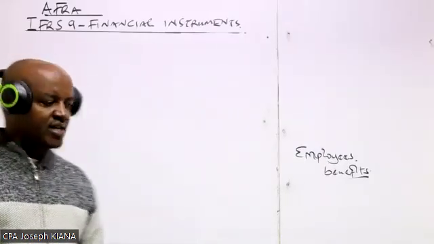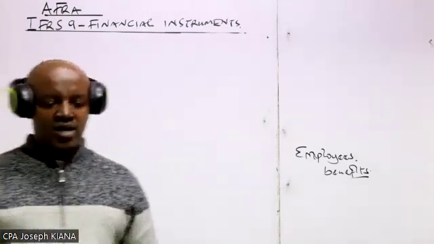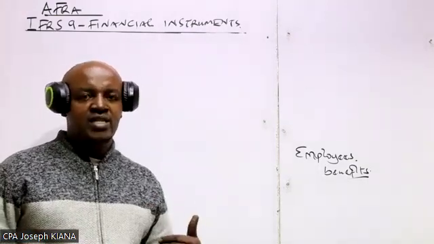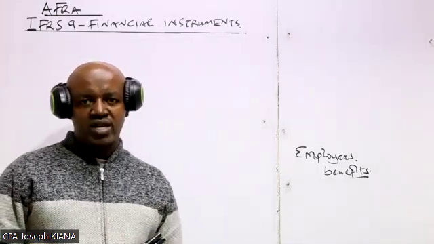Under IFRS 9, we say that a financial instrument is a contract which gives rise to a financial asset to one entity and a financial liability or equity to another entity.